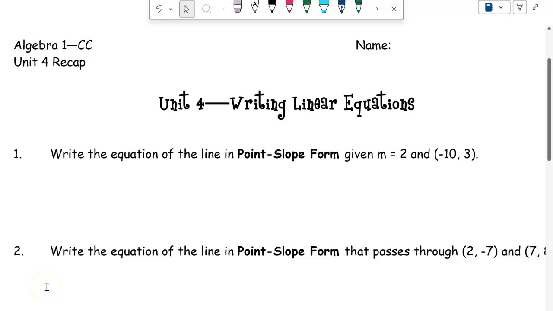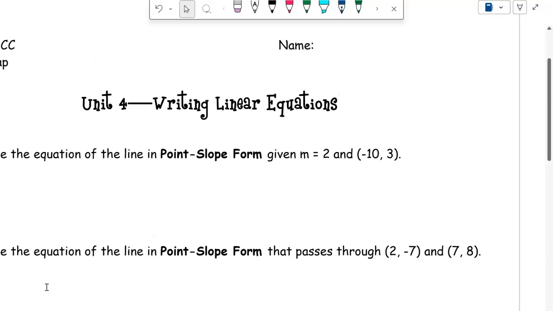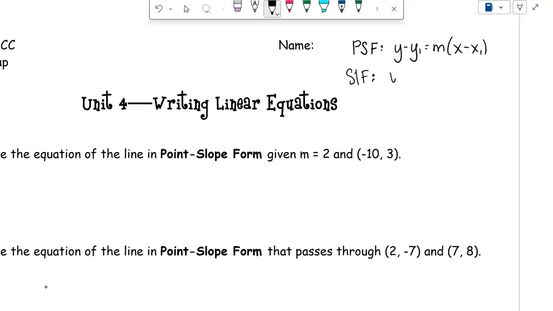Unit 4 talks about writing linear equations. We learned a bunch of equations throughout this unit. We talked about point-slope form. Point-slope form uses the equation y minus y1 equals m times the quantity x minus x1. Slope-intercept form was y equals mx plus b, and standard form was in the form ax plus by equals c.